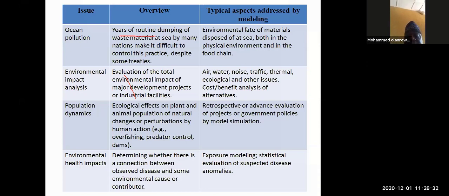Environmental health impacts: determining whether there is a connection between observed diseases and some environmental cause or contributor. It's just like a nurse, a doctor, and other people that work in our teaching hospitals. The risk involved is not something that we can just pick. In fact, you cannot monetize it. Now, anybody that wants to model has to talk about exposure modeling here and statistical evaluation of suspected disease anomalies.